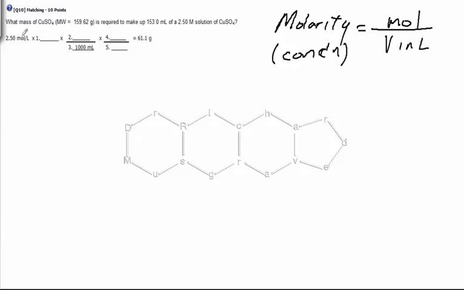Now in this particular instance we need mass. Now if we need mass, then my first target is going to be moles. That's always what I'm looking for. If I'm not sure where to go, I always go for moles. So mass will be able to come from moles, I know that. So my first target unit is going to be moles.